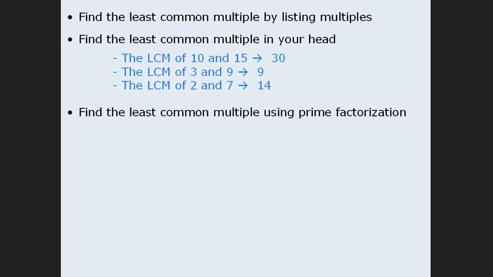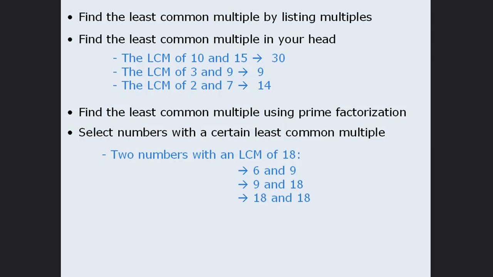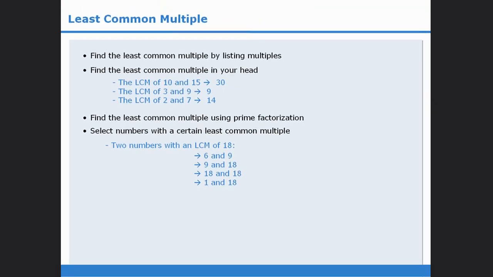Another important skill is the ability to find the least common multiple using the prime factorization technique. And finally, you should be good at finding pairs of numbers that have a certain least common multiple. For example, what are two numbers that have a least common multiple of 18? Well, there are several pairs of numbers that meet this condition. They include 6 and 9, 9 and 18, 18 and 18, as well as 1 and 18. Plus, there are many more. Okay, so these are the skills you will need if you want to master questions involving least common multiple.